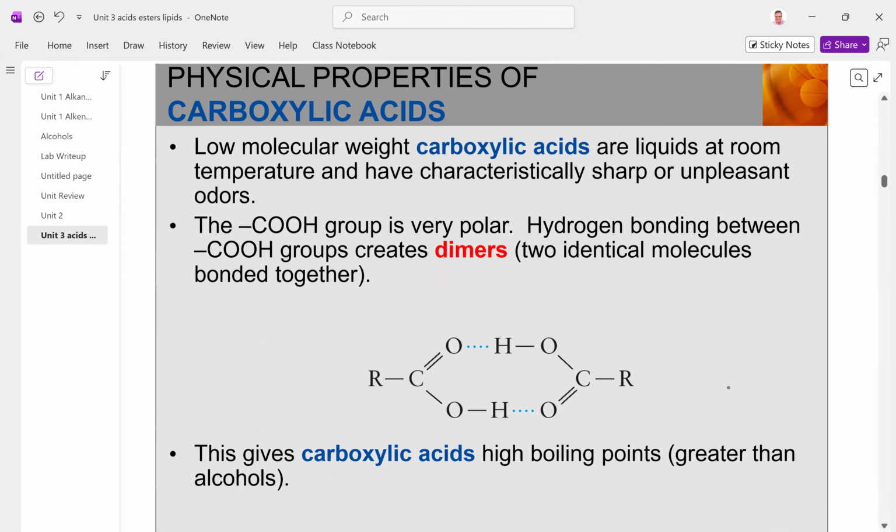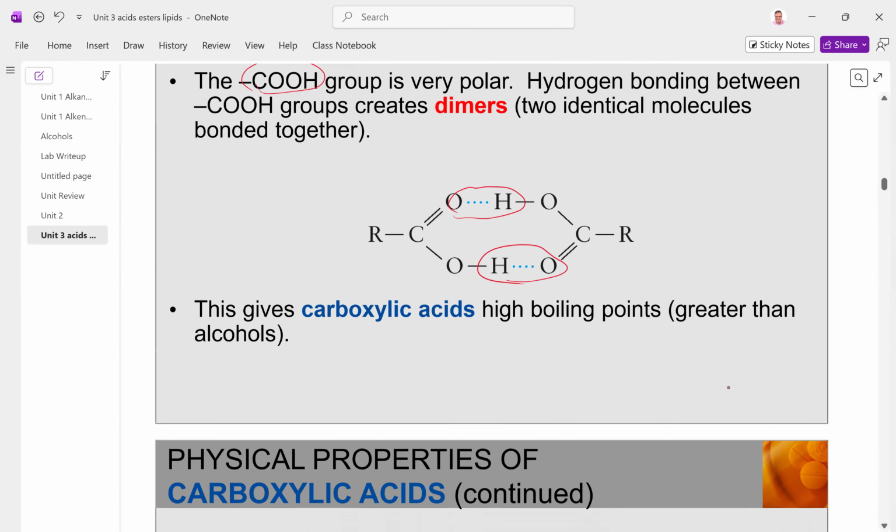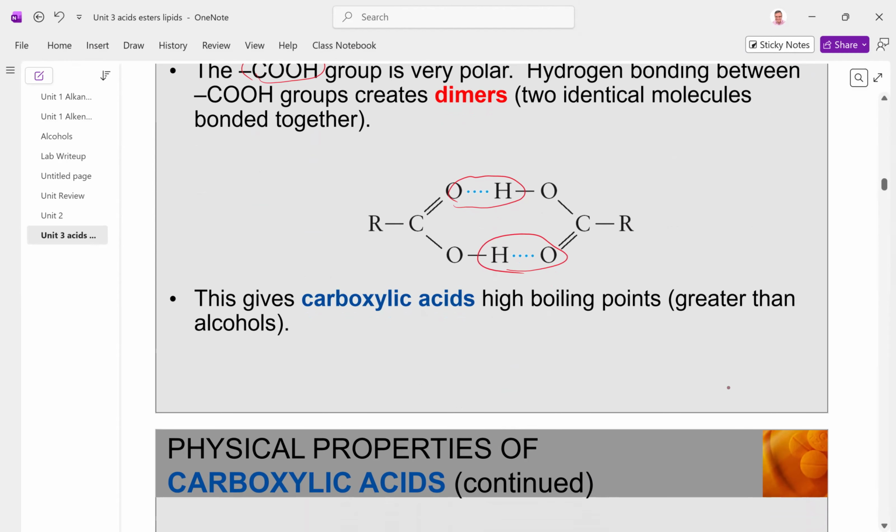Okay, now this COOH is extremely polar. In fact, it's so polar that when acids are together, they form something called a dimer. And that's where they bond big time. These guys are going to be the strongest polar molecules. Hence, it's going to be the highest boiling points, the highest boiling points we've studied so far.